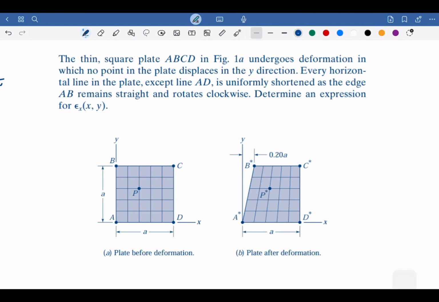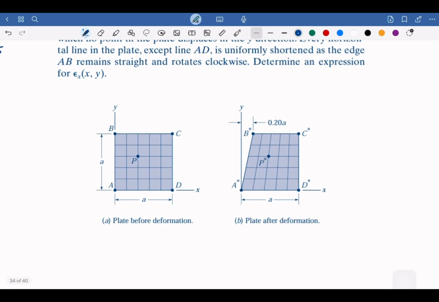As we can see from the picture, AD here is still the same AD as before, but the rest of it gets shortened. And AB remains straight and rotates clockwise. So AB is getting shifted, but it still remains straight. It's not deformed into an arc shape. So that's the example given. How to determine the strain in x?